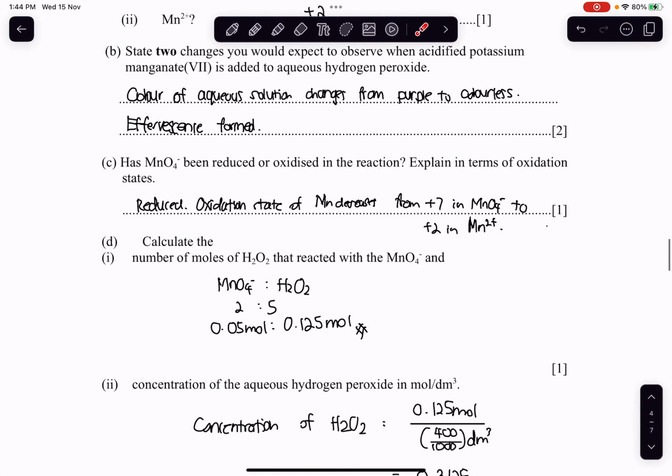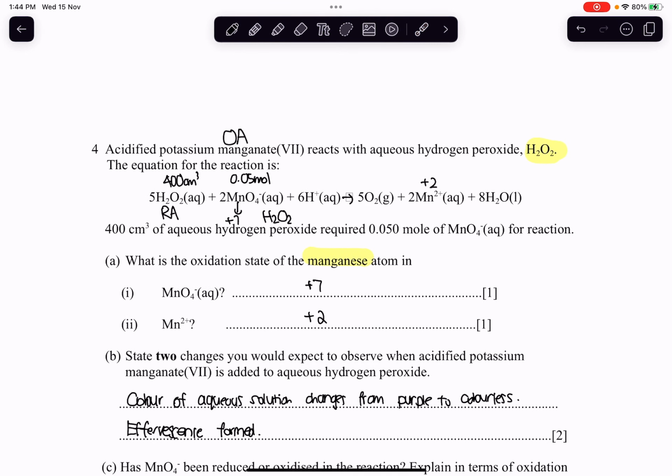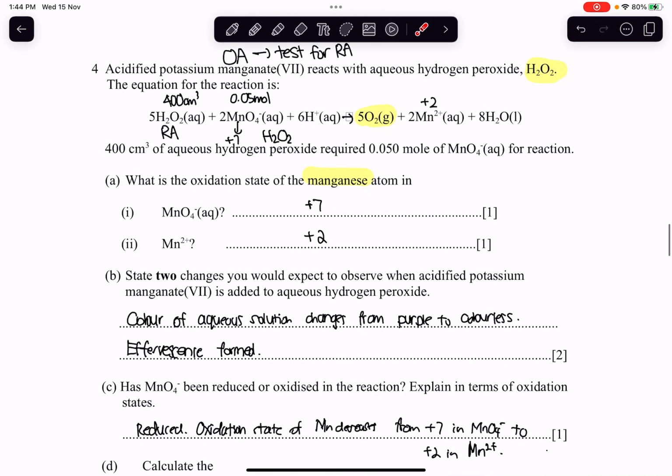So because there is a positive test, and remember your potassium manganate(VII) is used to test for reducing agents, the positive test is that the color of the aqueous solution changes from purple to colorless, as well as effervescence forms. Why? Because oxygen gas is produced in an aqueous solution, so there will be bubbling.